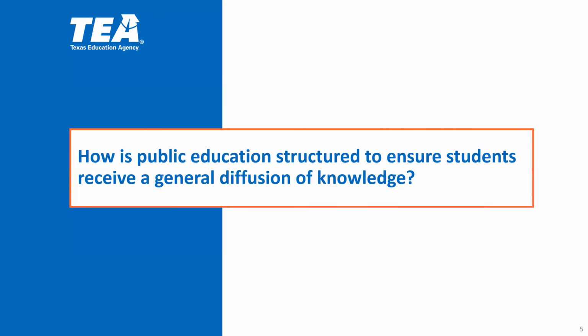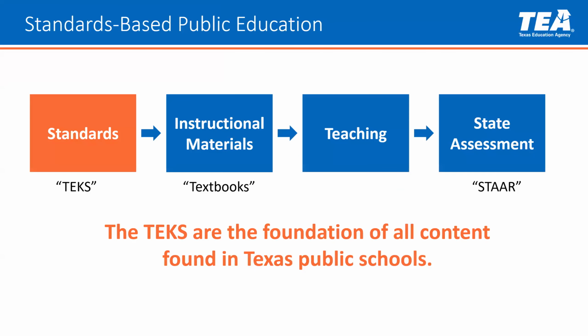So we'll start with an overview of instructional materials in the state of Texas. And we'll start with the question of how public education is structured to ensure students receive a general diffusion of knowledge in our state. We'll start with the key, which is the Texas Essential Knowledge and Skills. These are the standards, the student expectations that are the foundation of all content found in Texas public schools.